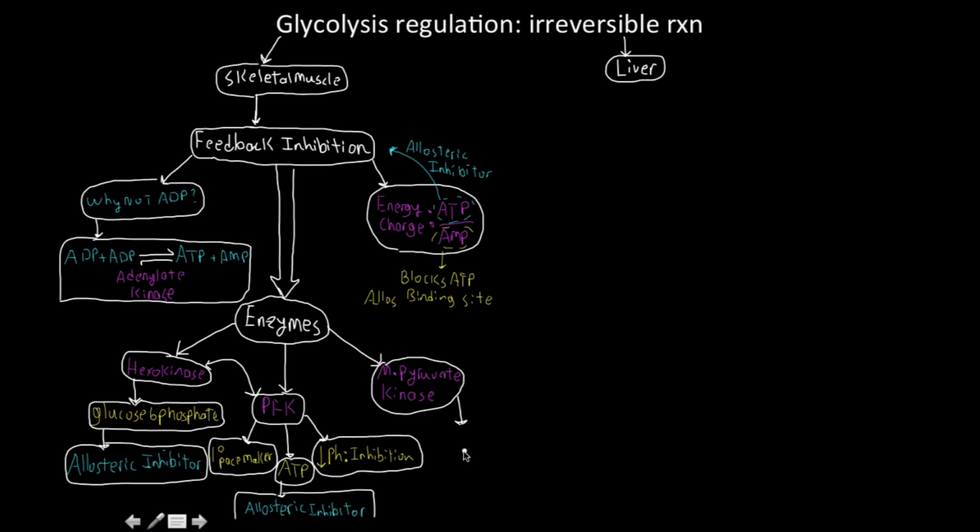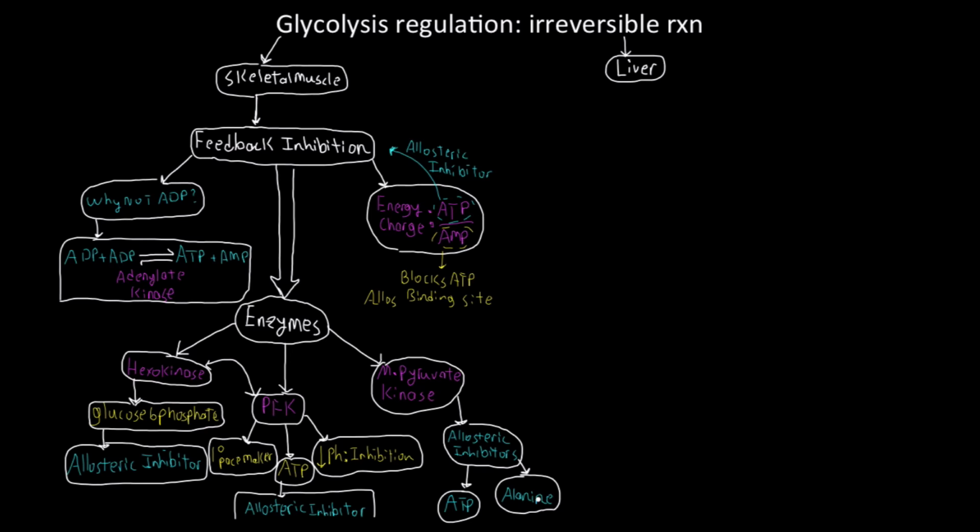For pyruvate kinase, it actually has 2 different types of allosteric inhibitors, one of them being ATP and the other one being alanine, and I'll explain why in a second. The reason that alanine is used as an allosteric inhibitor is because pyruvate is actually an intermediate in alanine synthesis.